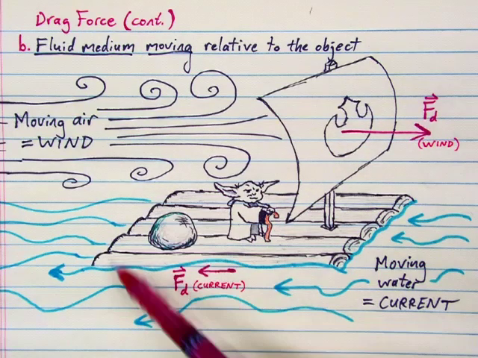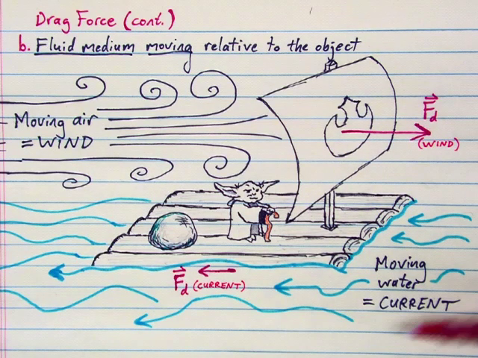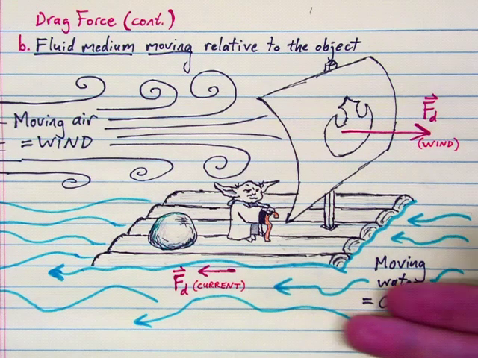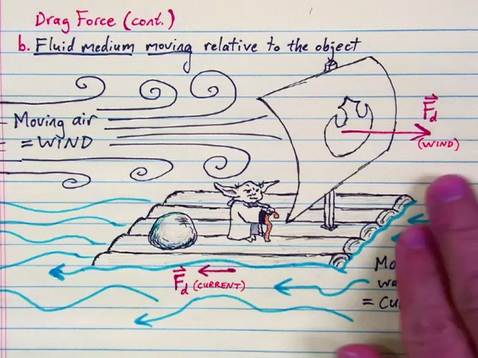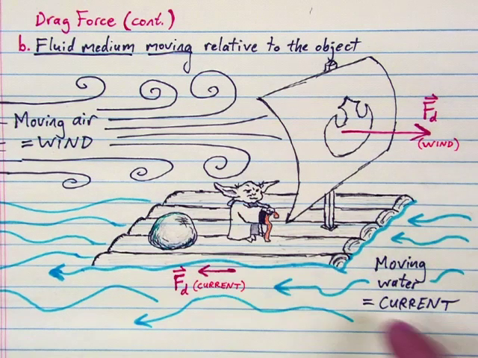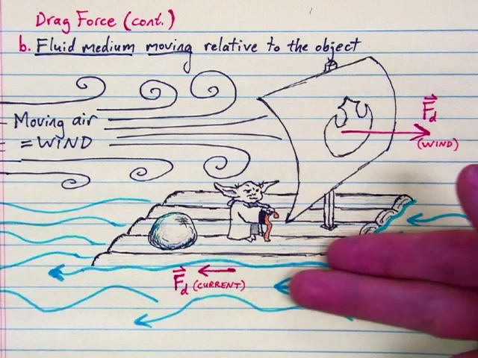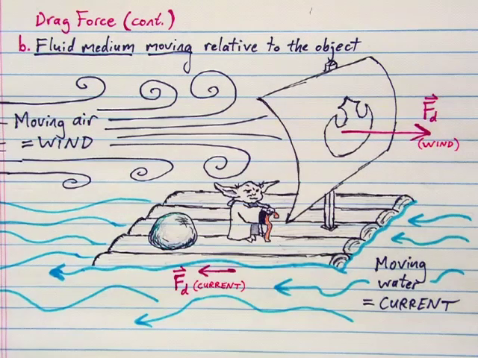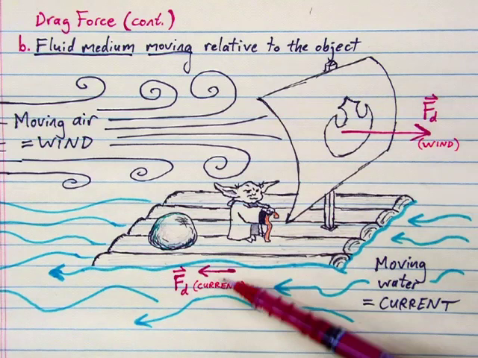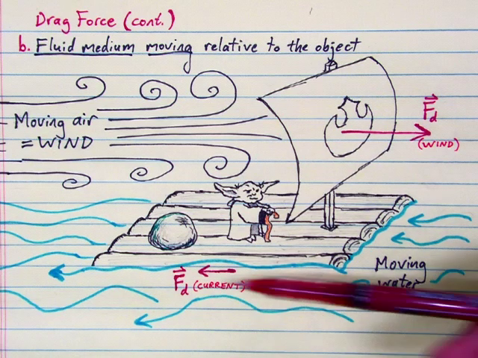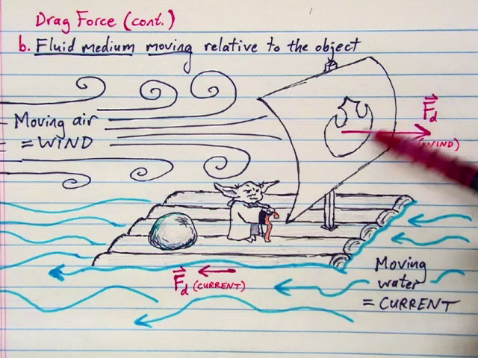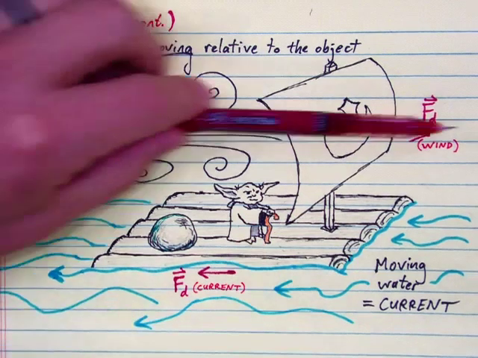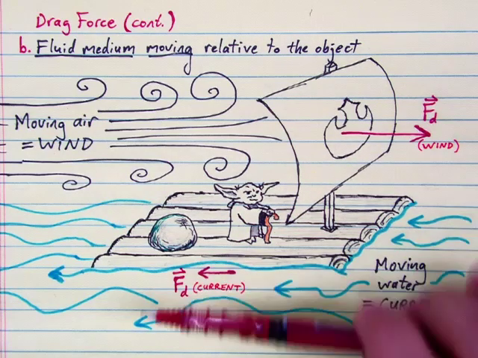At the same time, this raft is moving through water here, a river in which there is a current to the left. So that current colliding with the underside of the raft is also going to exert a drag force on the raft, trying to get the raft to match the velocity of the current. So there's going to be a drag force due to the water here on our raft as well. So these two different drag forces, in this scenario, I've indicated that our drag from the wind is greater than the drag from the current.